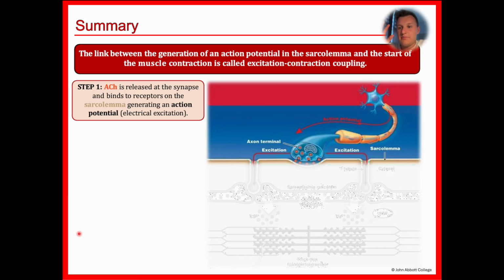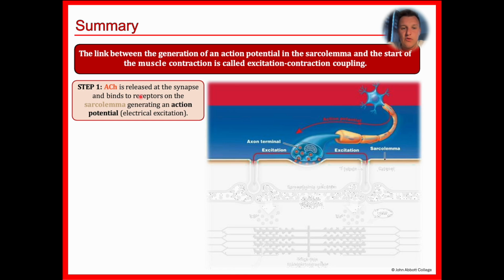I just need to piece everything together and summarize because it was a lot of steps, right? The link between the generation of an action potential from a neuron here and the sarcolemma, the muscle, and the start of muscle contraction is called the excitation contraction coupling. The nervous system is coupled to the contraction events. They're linked, they're coupled. You need one for the other, right? So I want to go through the steps of this excitation contraction coupling, how it all happens together.